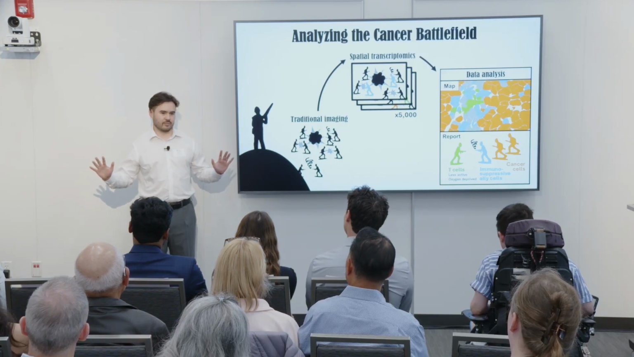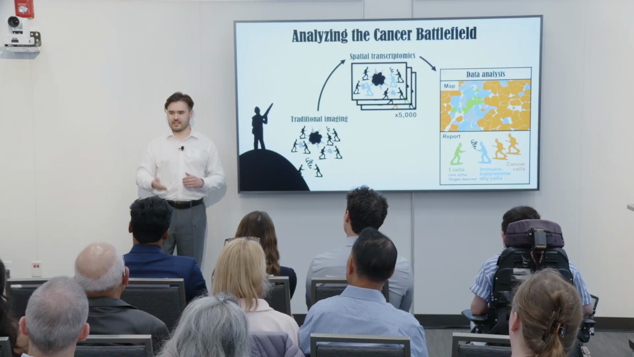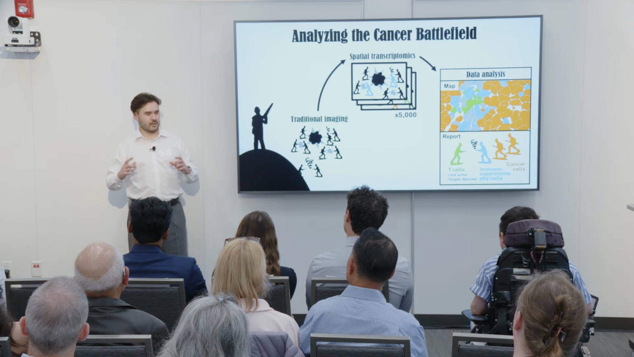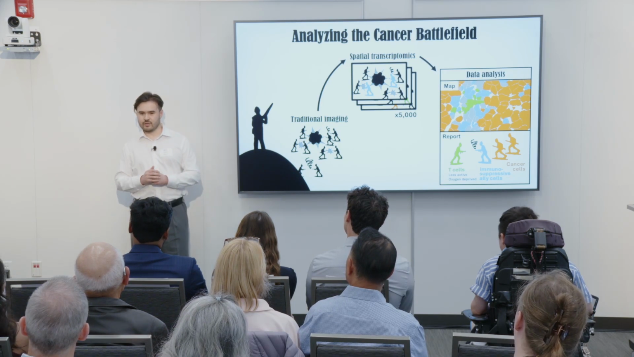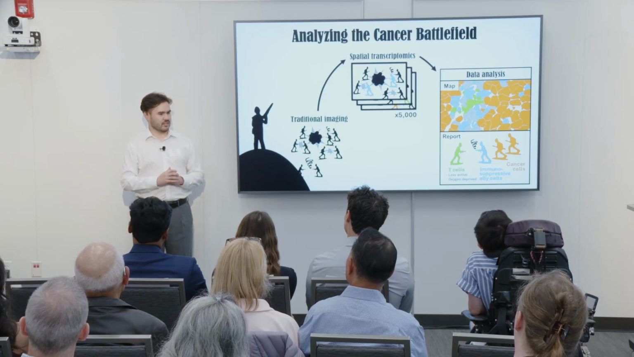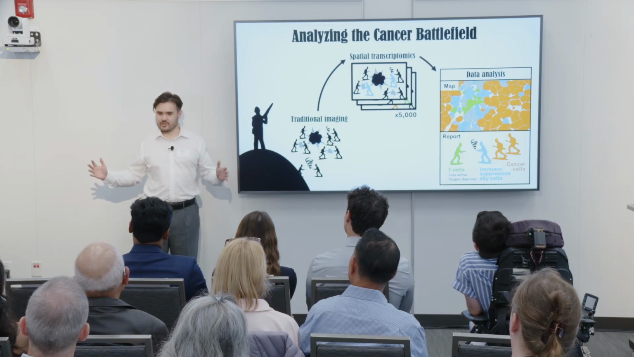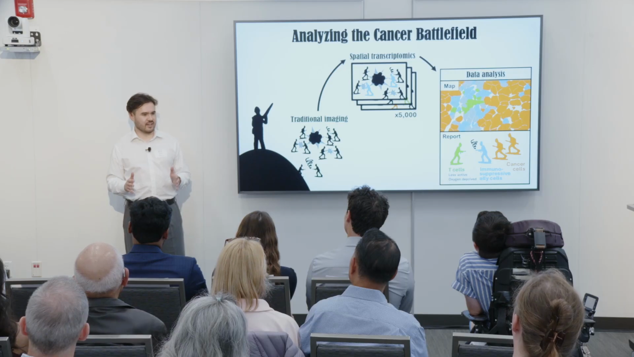The process starts with surgeons who remove a patient's tumor. That tumor is then treated with a chemical that freezes all cells in place. Then we cut a two-dimensional slice and take a picture. But it's more than just one picture. It's 5,000 pictures of the same tumor, each imaging a different gene. The resulting data is huge, and it's my task to conduct the data analysis.